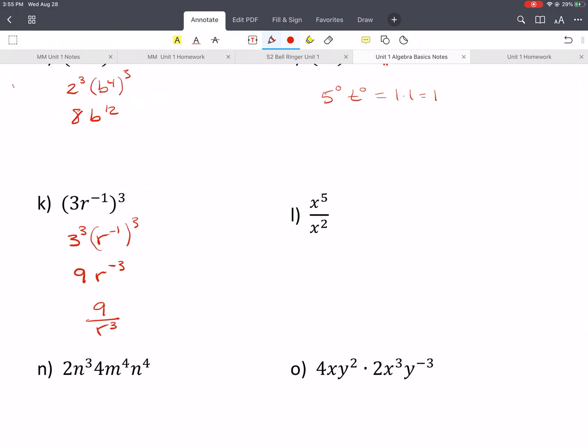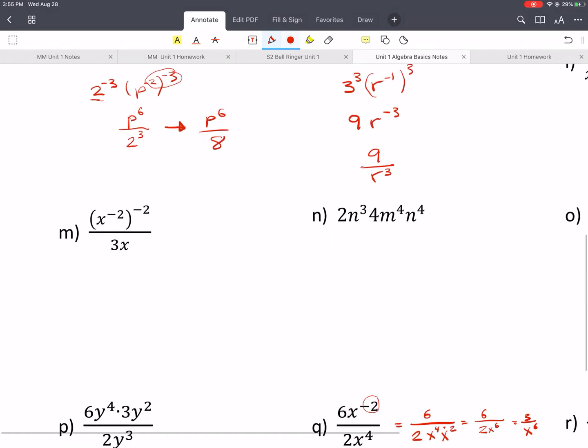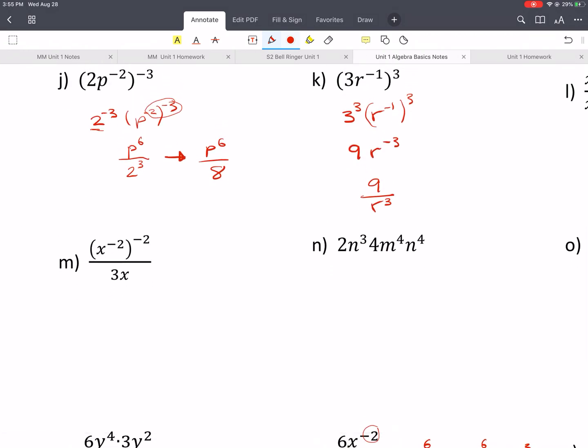Okay, here we have a quotient of powers. So when we have a quotient like that, we will subtract the exponents. So that'd be the same thing as x to the 5 minus 2, or x to the 3rd. Okay? We have a lot of these.